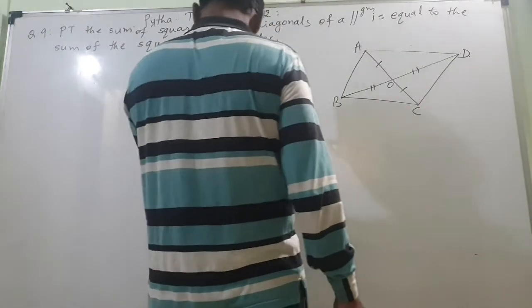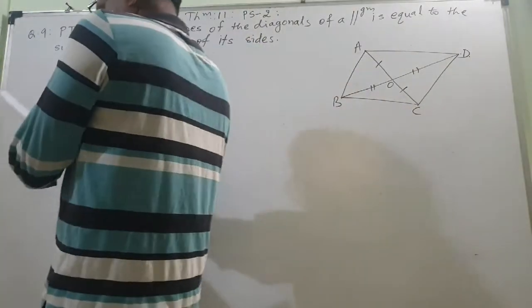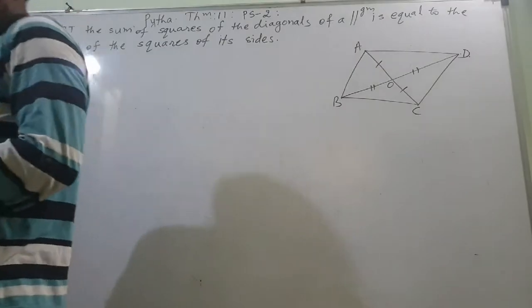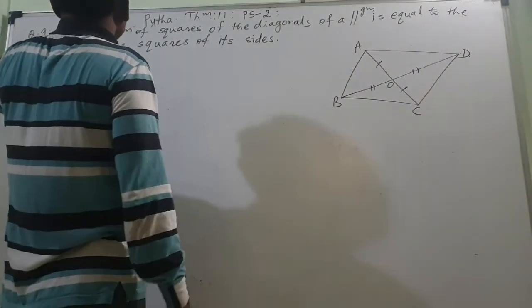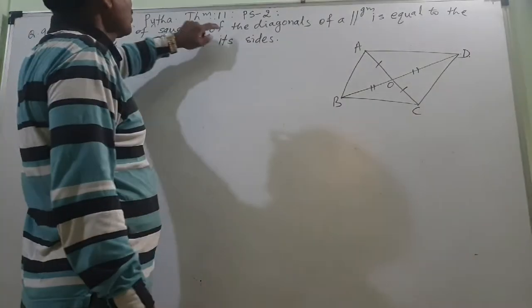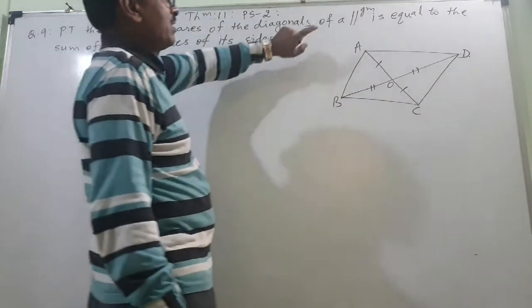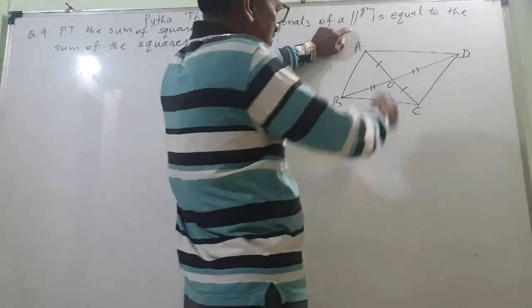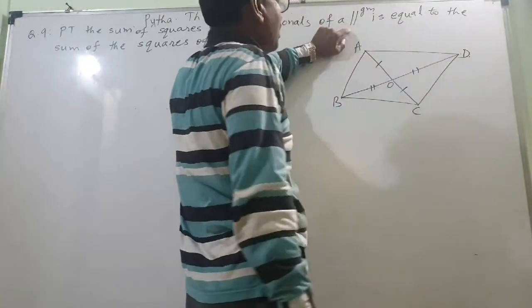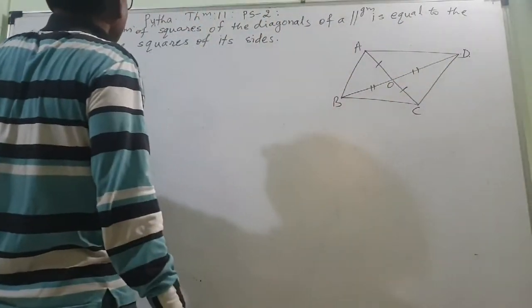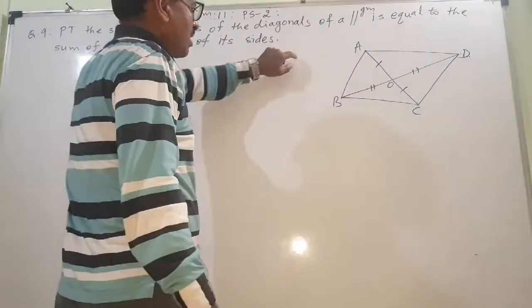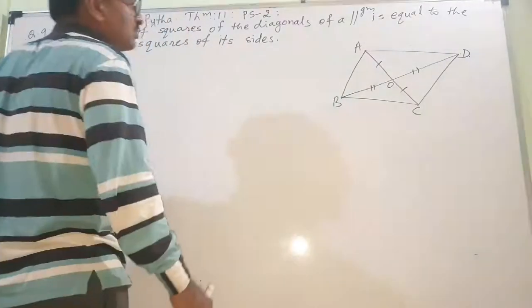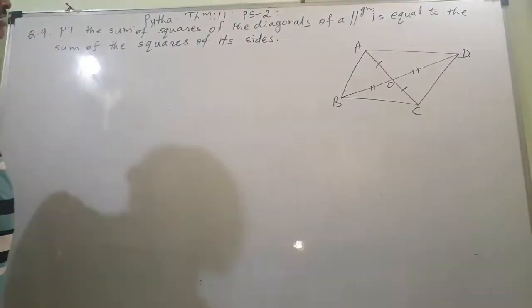And what is given and what is to be proved, that we will write now. What is given? The sum of the squares of the diagonals of a parallelogram, so a parallelogram is given, is equal to the sum of the squares of its sides. This we have to prove. Parallelogram is given. The diagonals are also given.